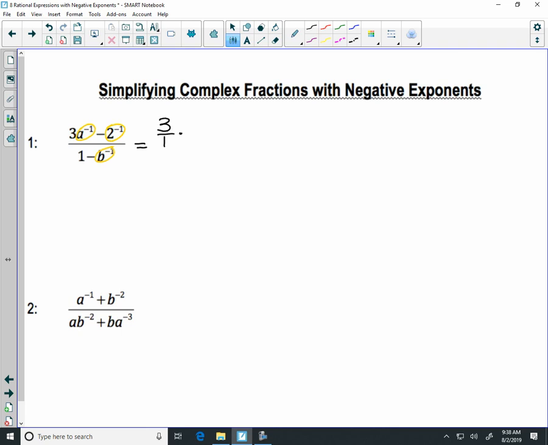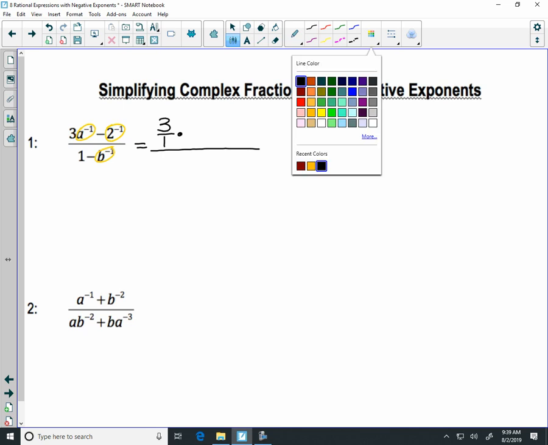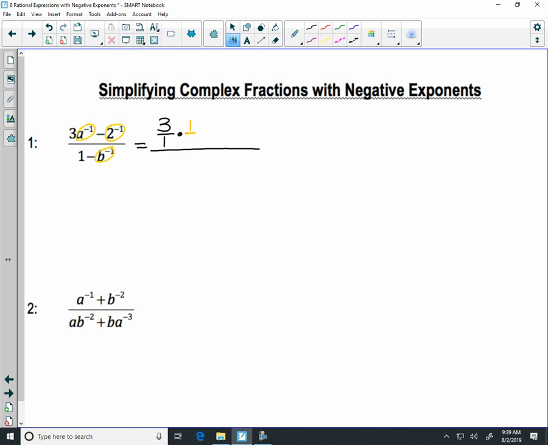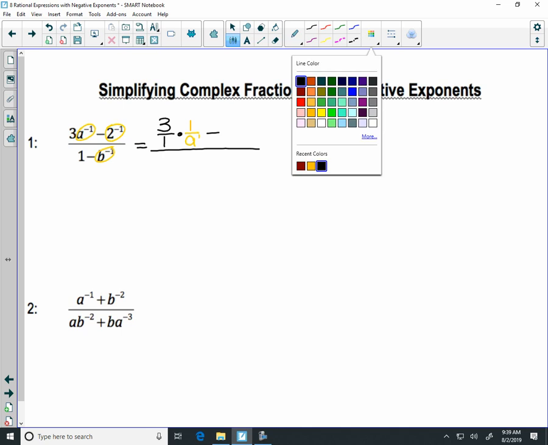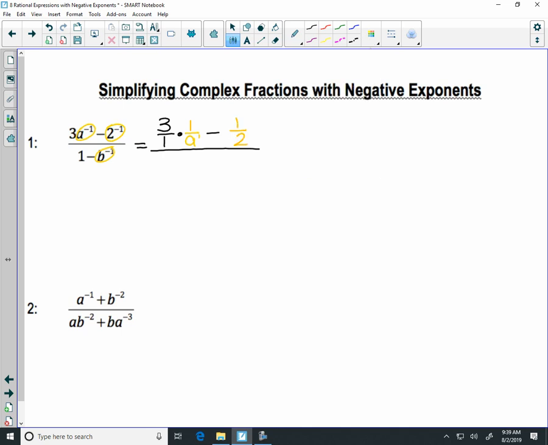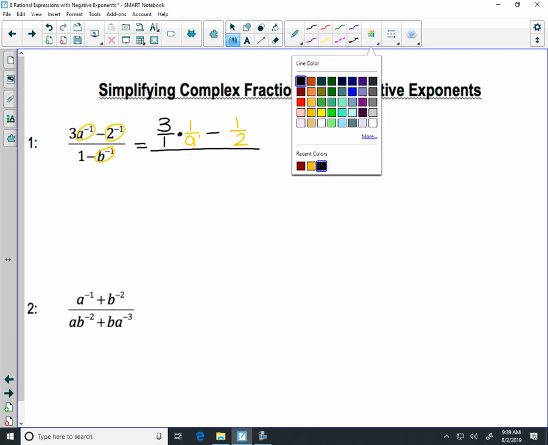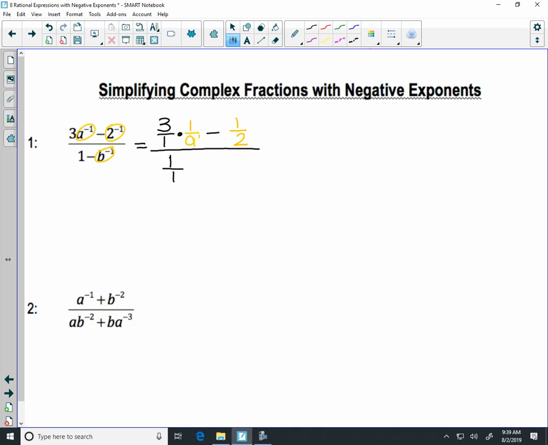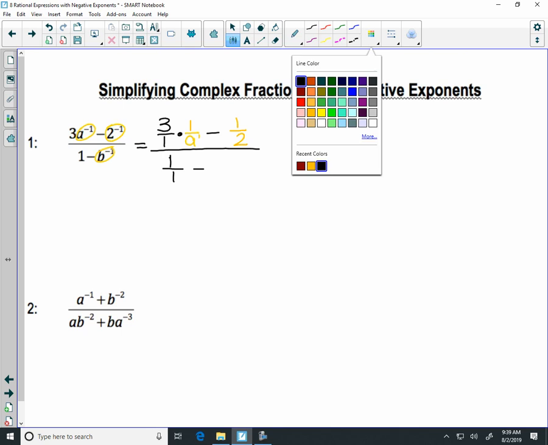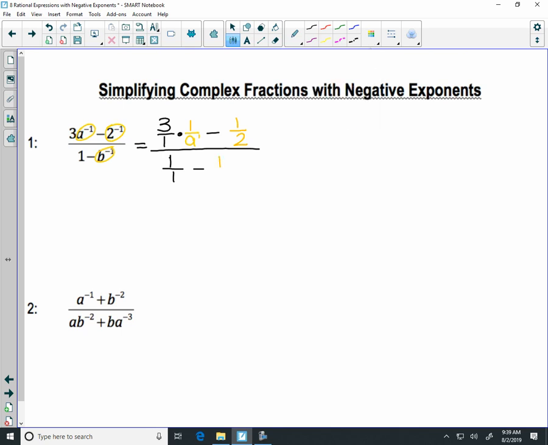That's 3 over 1. And you guys know at this point, if we have fractions everywhere, I'm going to lean into it. We're going to do fractions everywhere. So that was 3 times a to the negative 1. So that a, I'm going to drop into the denominator. That's going to become 1 over a to the first. Minus 2 to the negative 1 is the same as 1/2. On the bottom, I'm going to go ahead and make that 1 over 1 minus, and our last fraction to create here is with a b. So that's going to be 1 over b to the first.